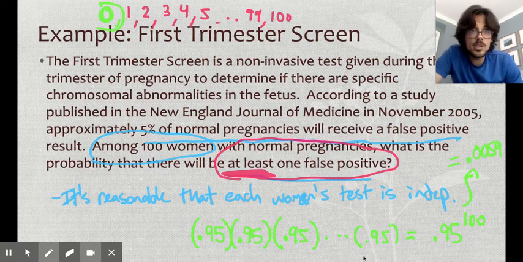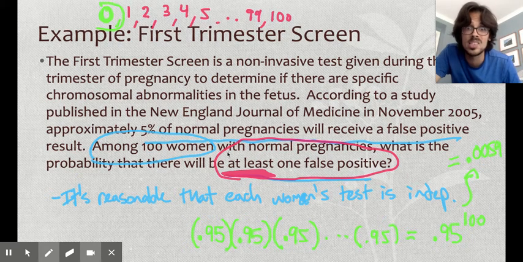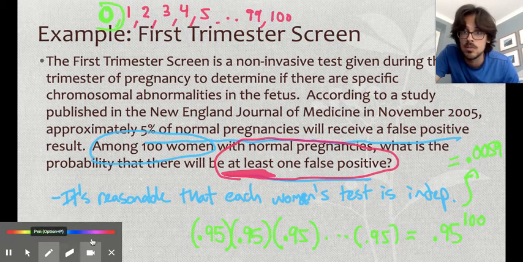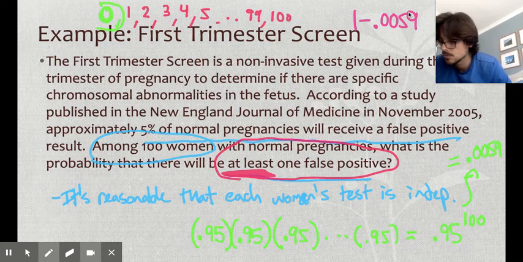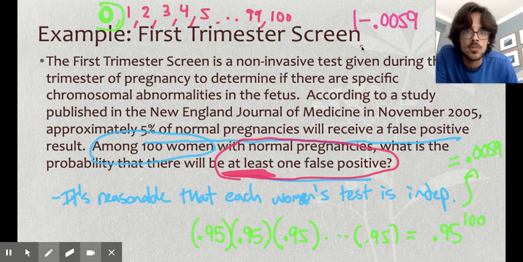I've been purposely trying to color code this because this can be a little tricky to wrap your head around. The green guy, the probability of everybody being cool and not getting a false positive, is less than 1%. But I didn't want the green guy. I wanted the red or pink part, which is at least one of them being a false positive. So to finish this off, I'm going to do the complement. I'm going to take 1 minus the probability of nobody having a false positive, and if you do that, it's going to be 0.994.